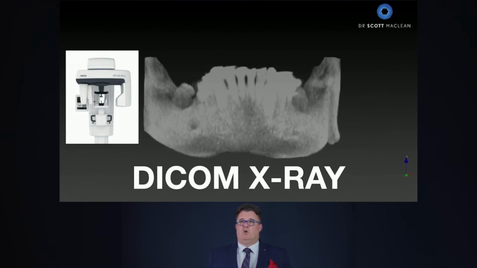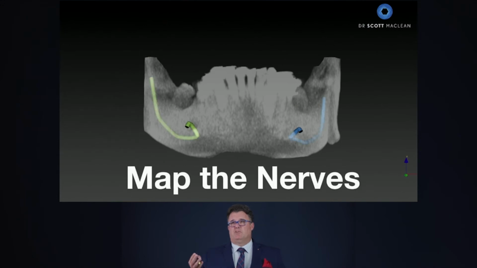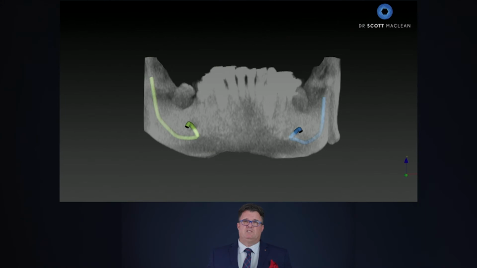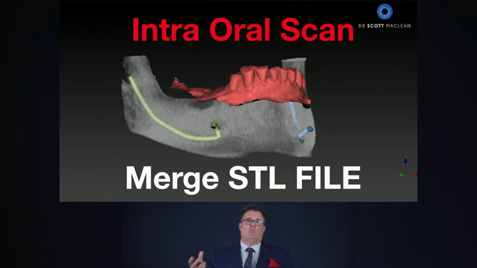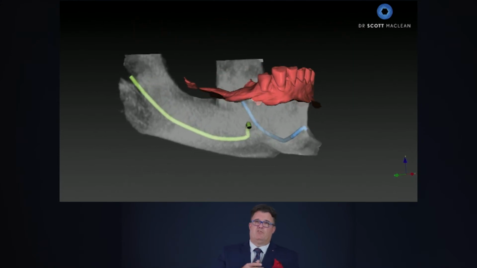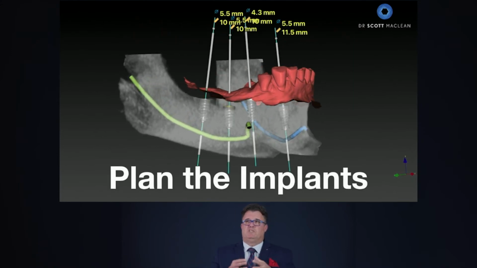So I'm using my OP3D scanner to map out the nerves then, to know exactly where the safety factor is. Patients want to be safe when they're doing this. So by looking at the nerves, we can then take the STL file, bring it on top, and mirror the two together. So we're fusing the two.